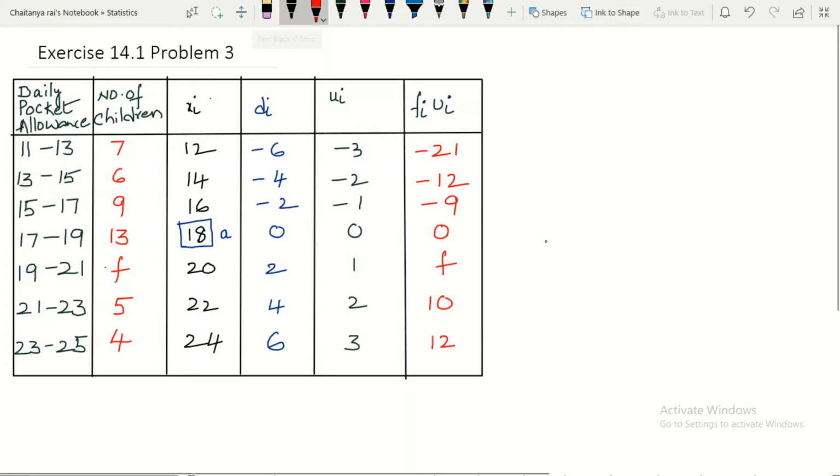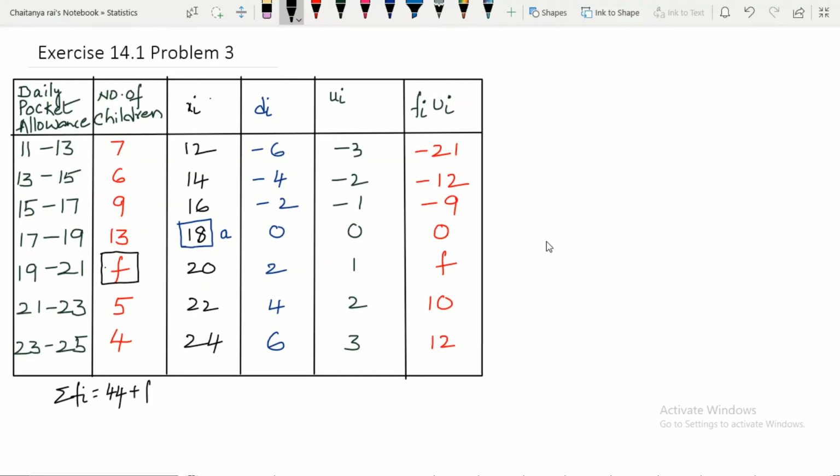After this we need to find the summation of all the fi values. We can directly add all these values except this one, because this value is a variable and we cannot determine its value. Apart from this one, we add all the remaining numbers, and finally we add that f to that value. So we get 13 plus 9, 44, and on that I add the remaining variable. So sigma fi is 44 plus f.